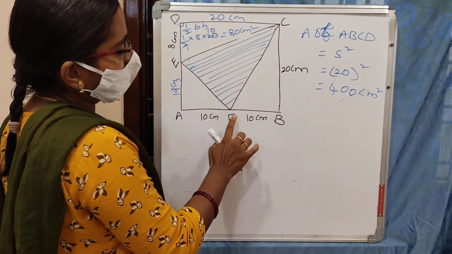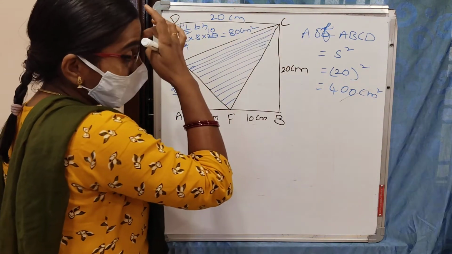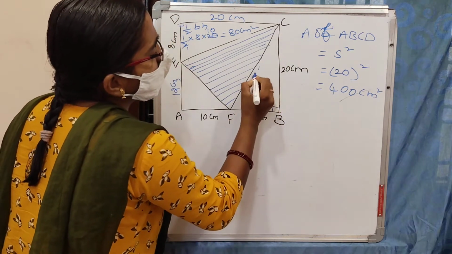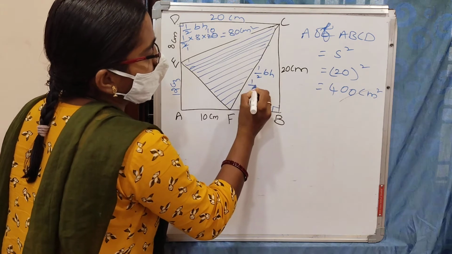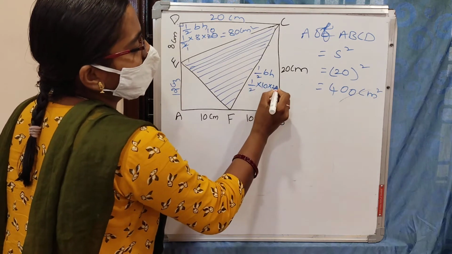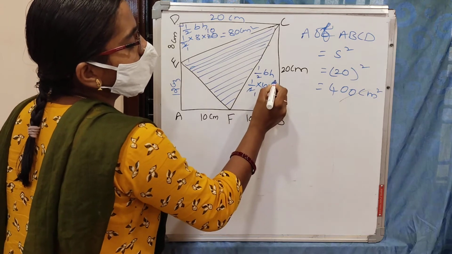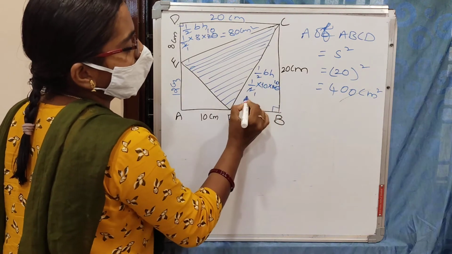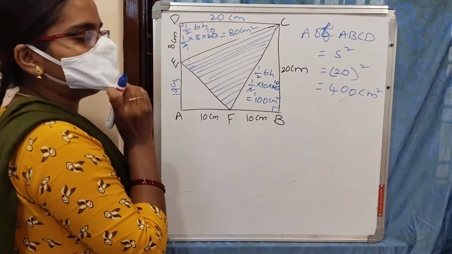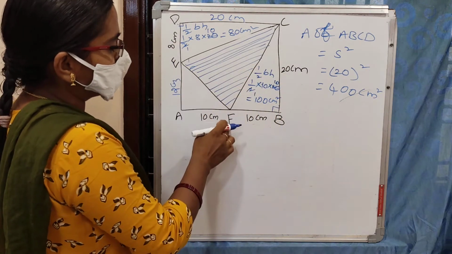Next come to this triangle FBC. This triangle is the same. This is 90 degrees. So half into base into height. Half into base, you can take as 10, into height is 20. So 2 ones are 2, 2 tens are 20. 10 into 10, 100. 100 centimeter square. This is the area.